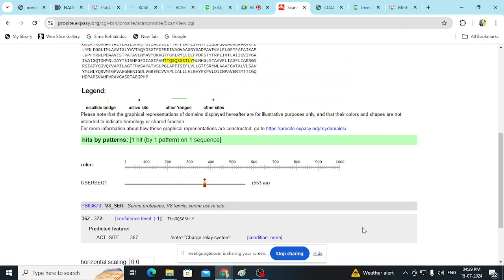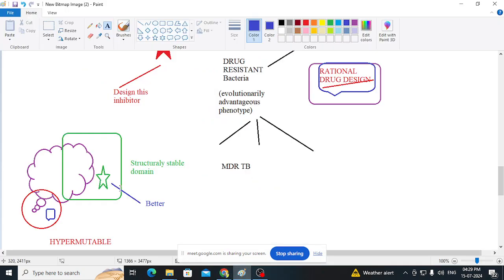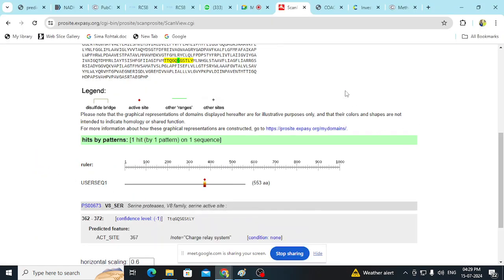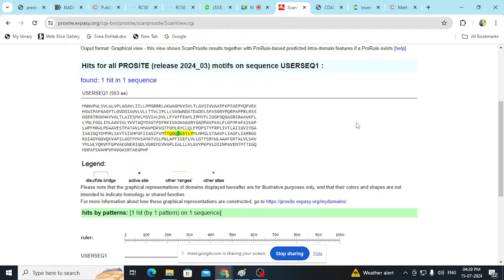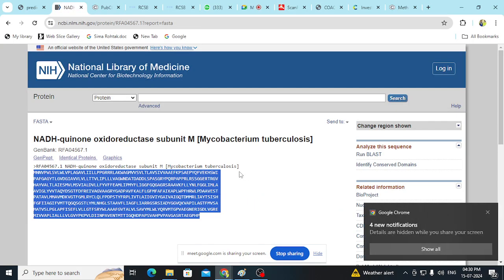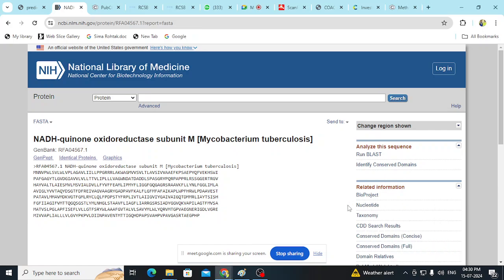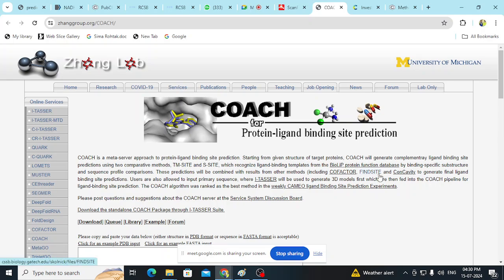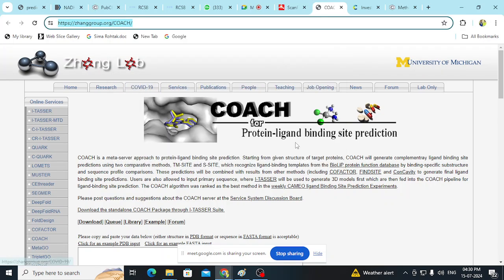Okay. So since it is the stable site, we will design our drug around this particular domain, not the hypermutable domain. So for a preliminary identification of a drug-like ligand targeted to a particular protein or enzyme, we can use ProSite very efficiently. Okay, so this is one part. Then secondly, we can use one more tool, which is this.